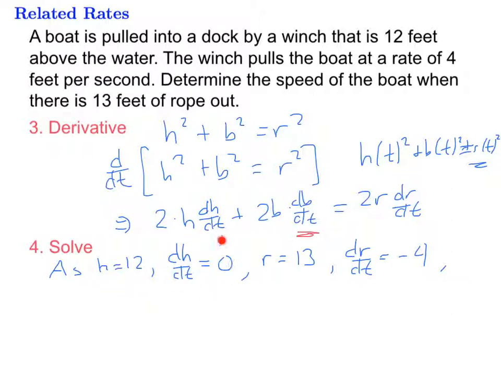It's not changing, so the rate of change in the height is 0. We had 13 feet of rope out. We were pulling in the rope at -4 feet per second, or we're pulling in at 4 feet per second.